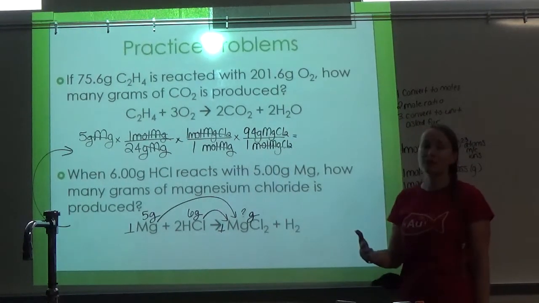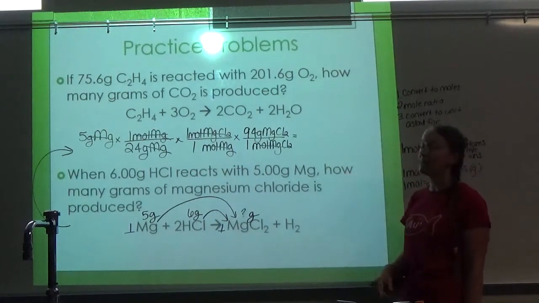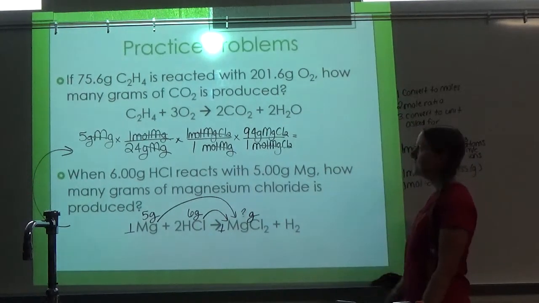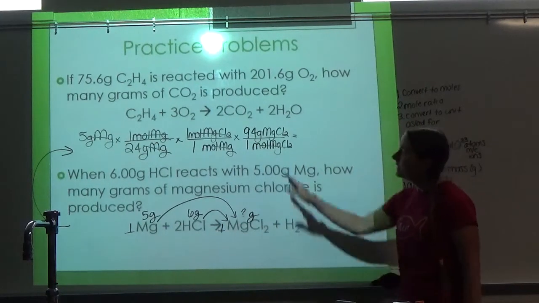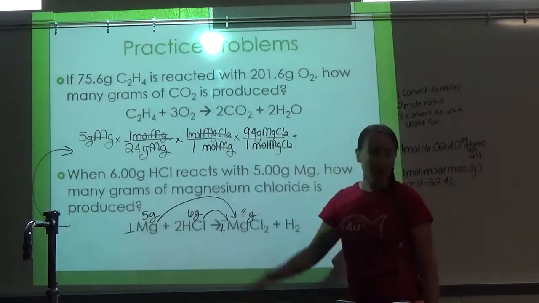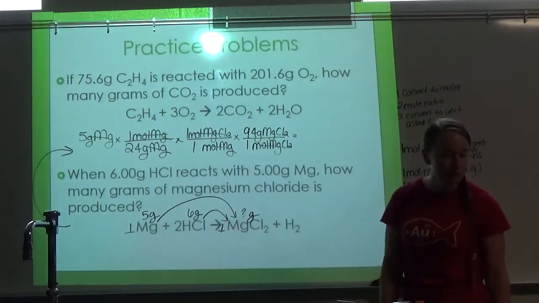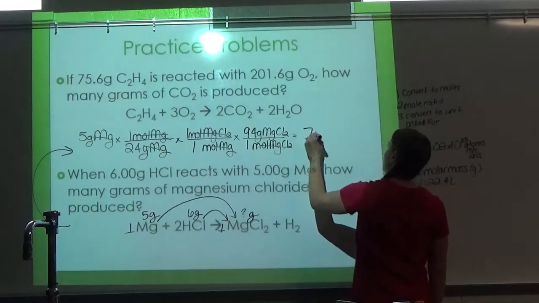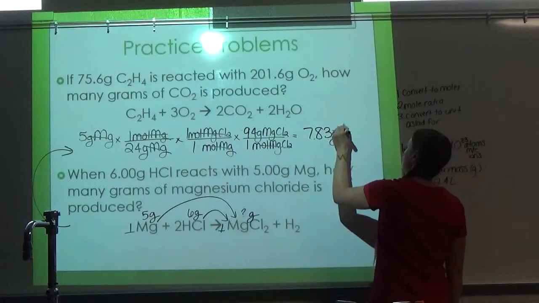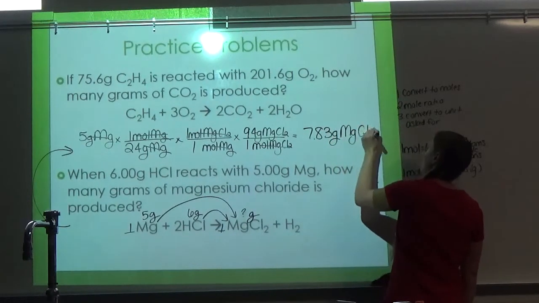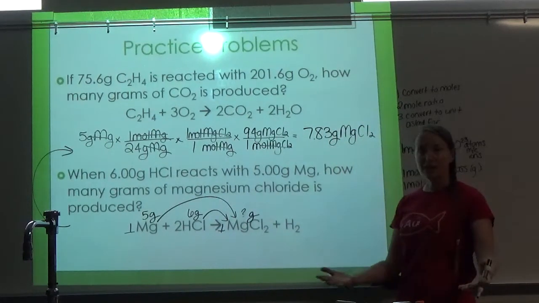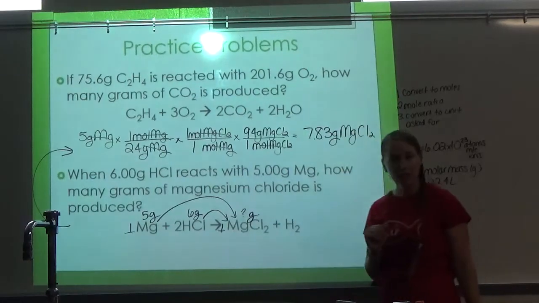Now when I do stuff for a test or a quiz, or a lot of times when I do my answers for this, I'll go out 2 decimal places. So that's why sometimes you'll see some inconsistencies. All right, so last step is multiply across the top, divide by the bottom. And for this one, I got 7.83 grams of MgCl2. But I don't know if that's the correct answer yet, because I have to go back and look at HCl.